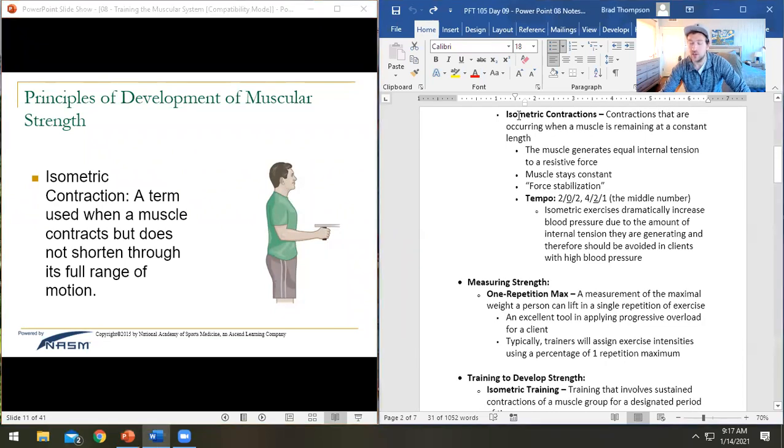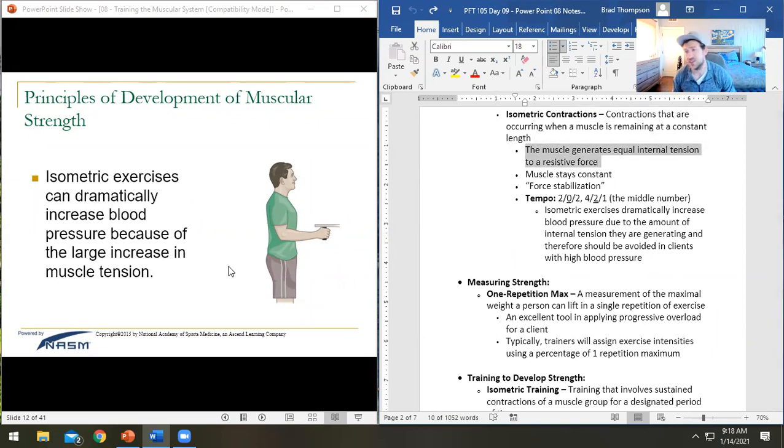And then lastly, we have our third type of contractions, which are isometric. Isometric contractions occur when your muscle is not changing in length, right? Your muscle is basically frozen in a position. So if I go into a little tiny half squat and just hold myself right here, I am in an isometric position. Or even just holding my leg up, that's an isometric position. My muscle's not changing any length. It's not shortening. It's not lengthening. It is generating an equal amount of tension to whatever resistive force I happen to be applying it to, right?